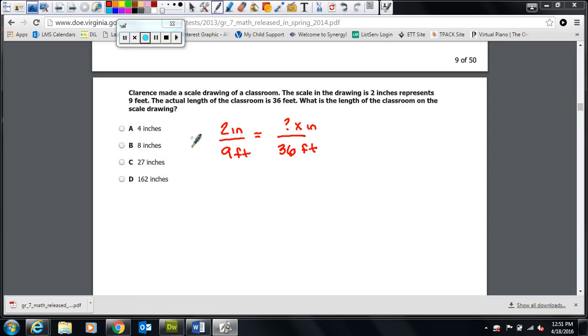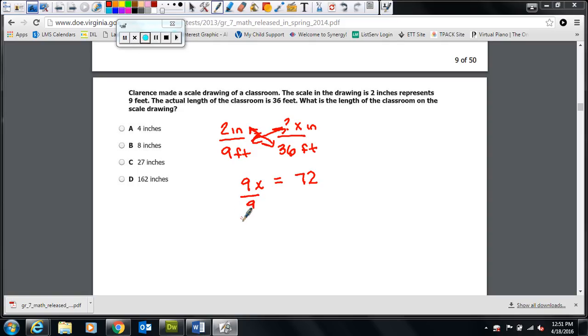So now that we have our proportion set up, we simply cross multiply. I multiply these two values, 9 times x, and then I cross multiply, multiplying these two values. That gives me 72, 36 times 2. And I set them equal, and I solve for x. I get x by itself. Now 9 is connected to the x by multiplication. To get rid of the 9, we divide.